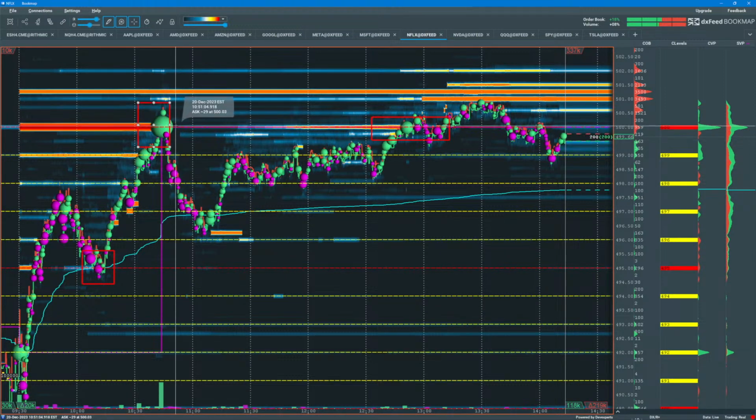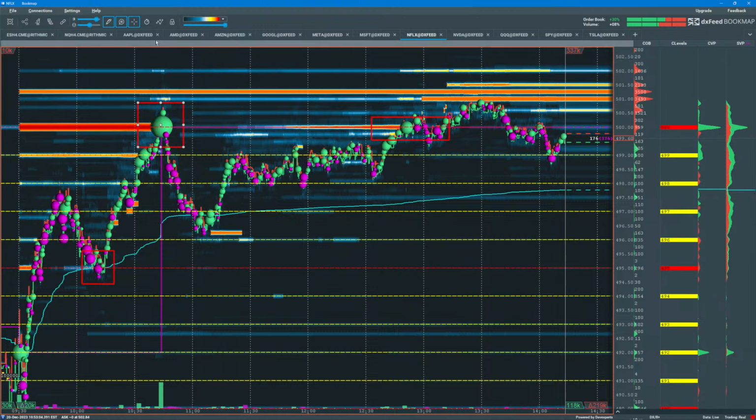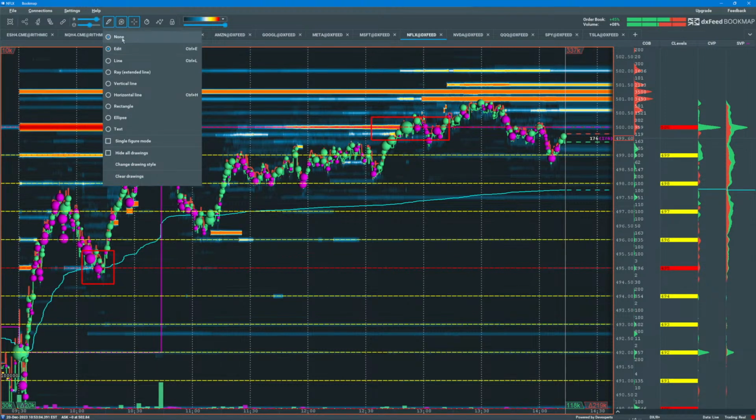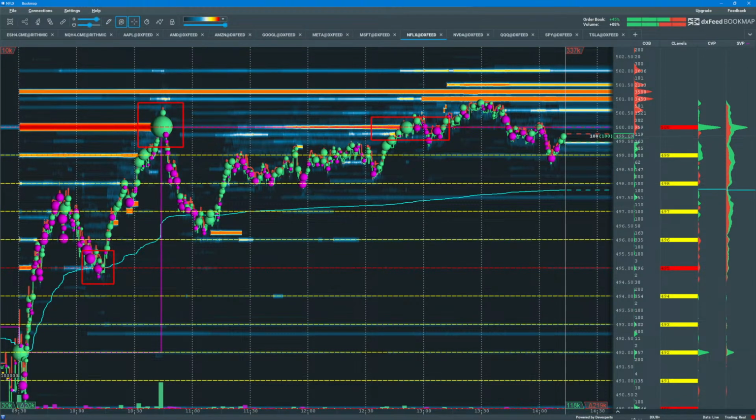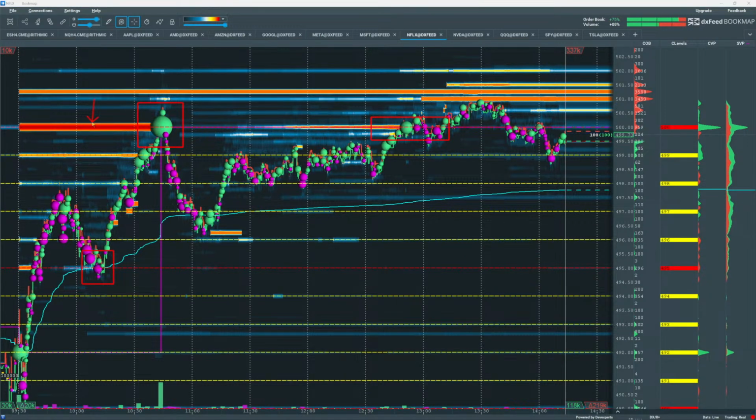So here's that first test of the call wall at 500. Note the liquidity at that level. This is the heat map in Bookmap showing a history of the limit orders in the order book. And those limit orders above price would be limit sell orders, and those are absorbed.